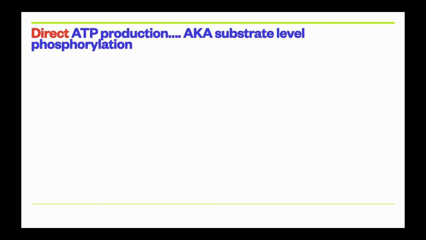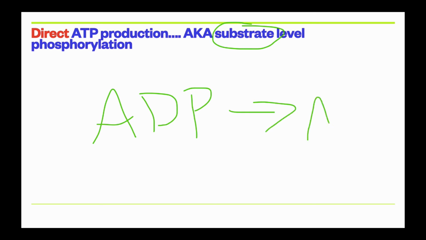Now let's focus first on direct ATP production, often referred to as substrate level phosphorylation. Because there's that word substrate, that tells you it involves an enzyme. So substrate level phosphorylation means you're changing ADP into ATP by using energy from food. And you're doing this directly with one enzyme. It's a simpler process.